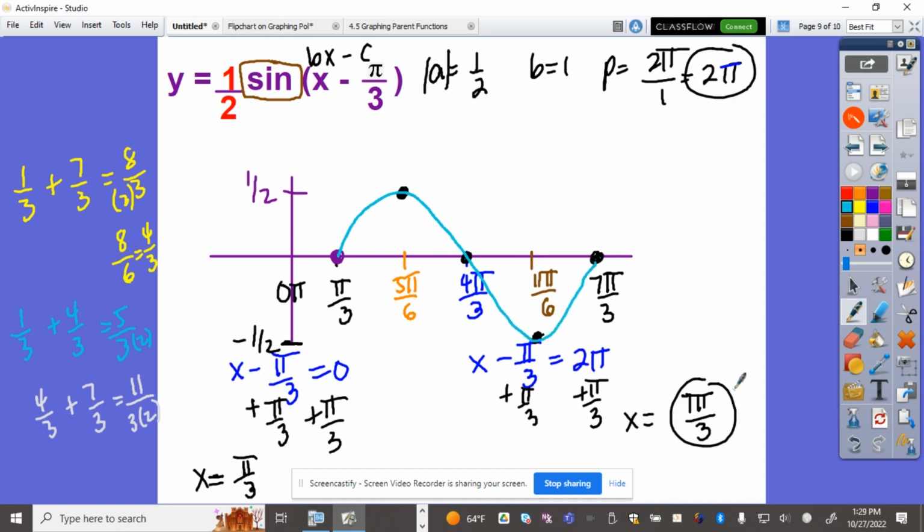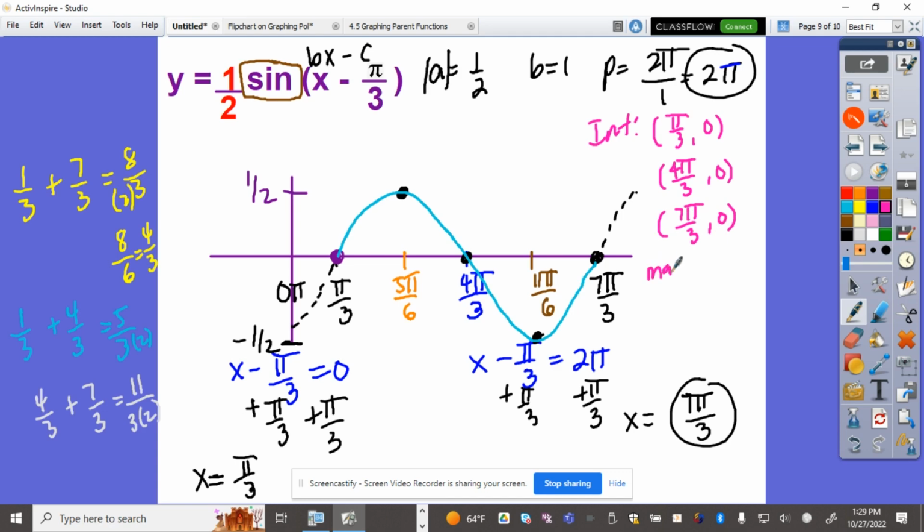Now, you know that this keeps going to form another cycle. But the blue one there is one complete cycle. And we have to know the key points. We have to know the intercepts. The intercepts here are pi over 3, 0; 4 pi over 3, 0; and 7 pi over 3, 0.